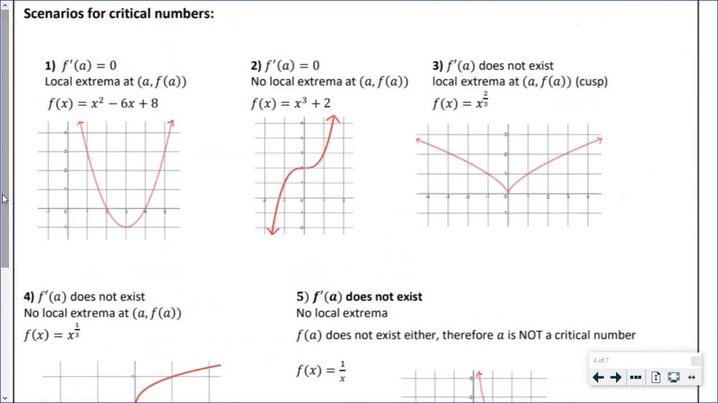Okay, so let's look at when the derivative is equal to 0 and when the derivative does not exist. One potential scenario when the derivative is equal to 0 is when we have a local minimum point. That would be the case for this graph of f(x) = x² - 6x + 8.